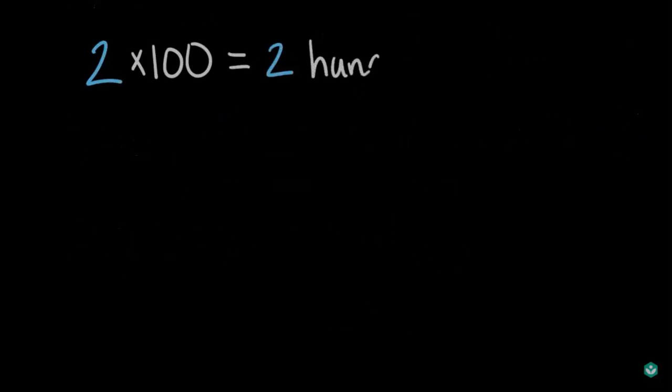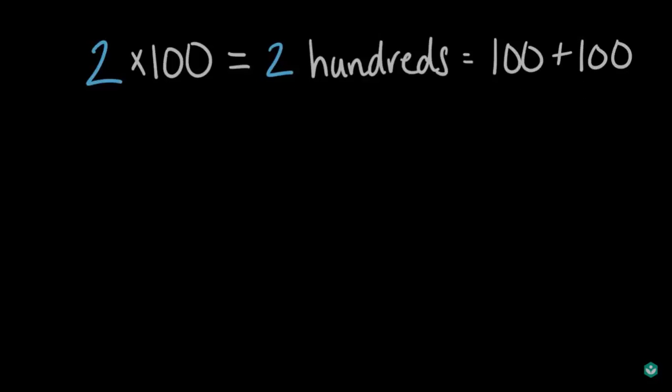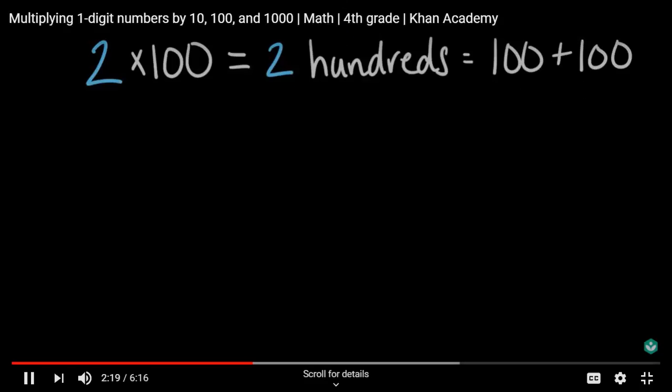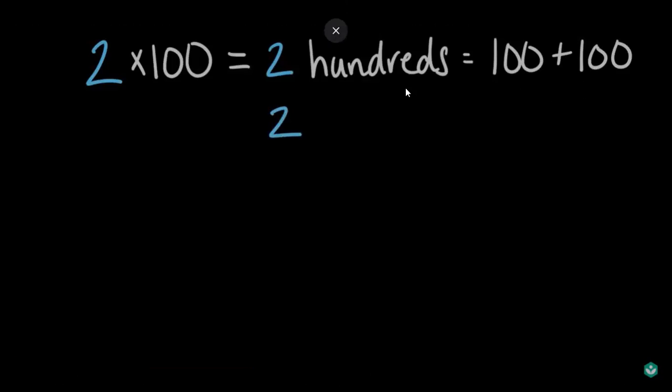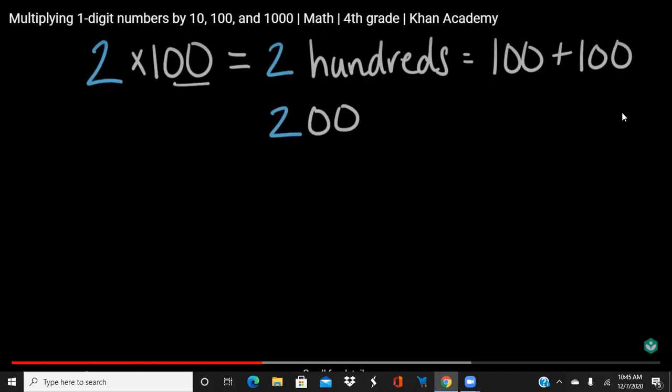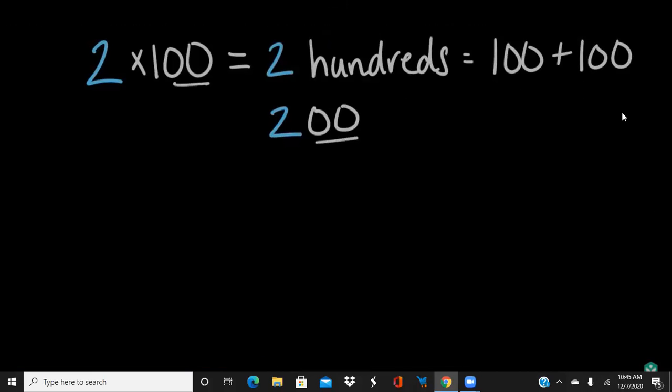So let's take now what we already know about tens and let's apply it to hundreds. Something like, let's say, 2 times 100. There's a couple ways we can think about this. One way is to say that this is the same as 2 hundreds, which is 100 plus another 100. There is quite literally 200, or 2 with 2 zeros on the end. Now we have 2 zeros on the end.